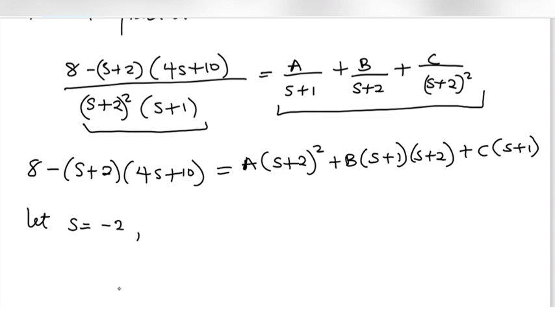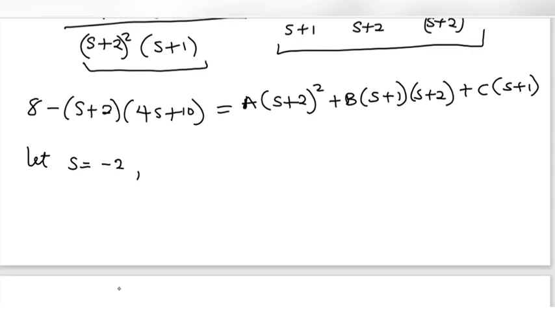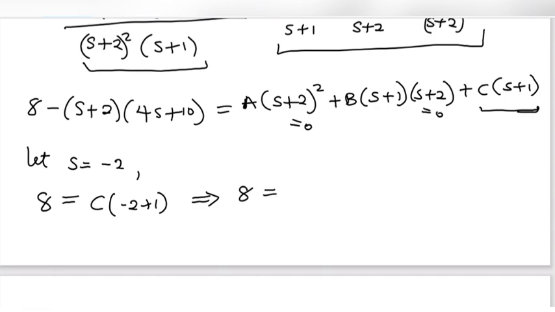Once we do this, the left side is going to give us 8 minus (s plus 2). If s is -2, then -2 plus 2 is 0, so everything there is 0, and it's just going to be 8. On the right side, if s is -2, this term will be 0 and this will be 0, and we'll have this left. So this is just C into (-2 plus 1), which implies that 8 is equal to -C, which further implies that C is -8.